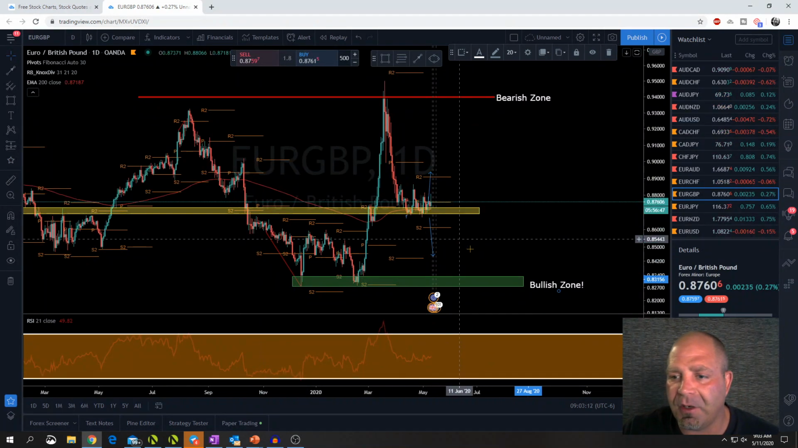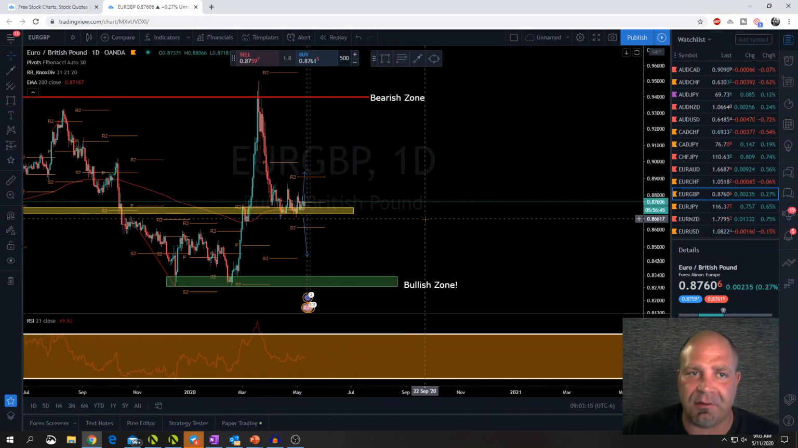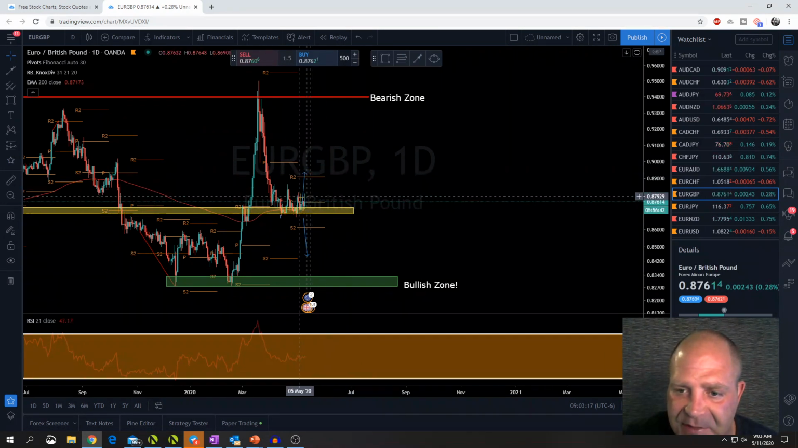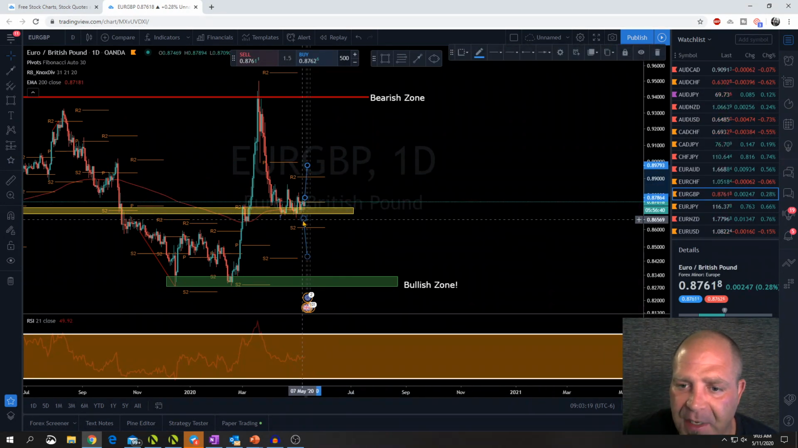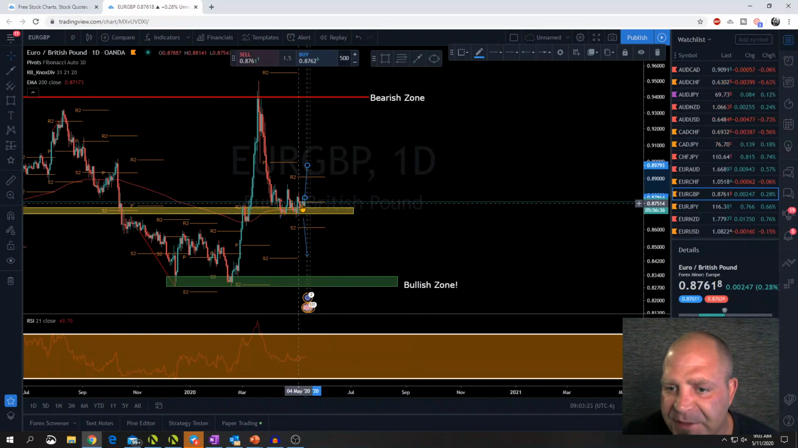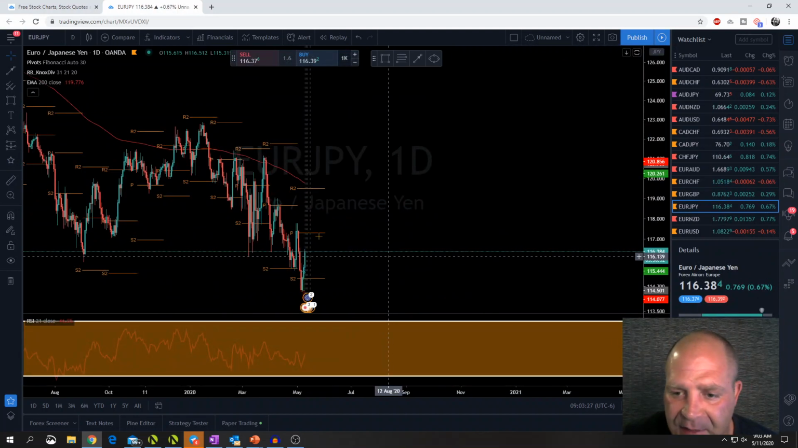All right, we're just stuck in our make or break zone here on Euro GBP. You can see the make or break zone. I'm waiting for a break either way, but it's just hugging its pivot. So it's not giving us any signs yet.